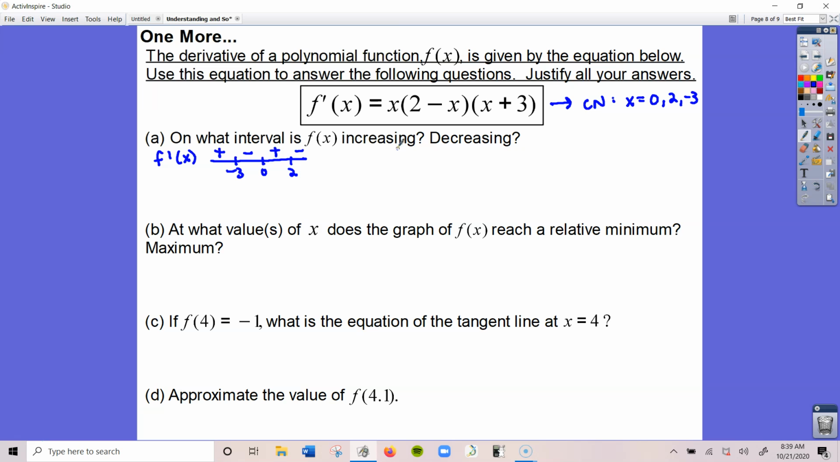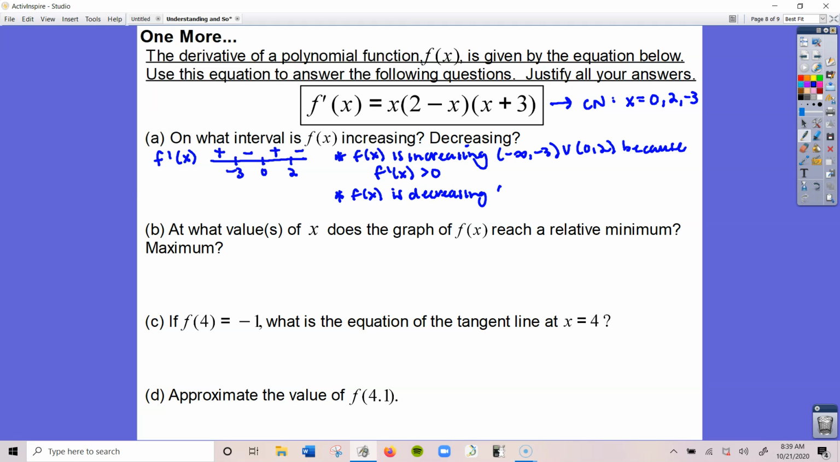On what interval is f of x increasing? We would state f of x is increasing from negative infinity to negative 3, union 0 to 2, because f prime of x is greater than 0. Now, f of x is decreasing from negative 3 to 0, union 2 to infinity, because f prime of x is less than 0.